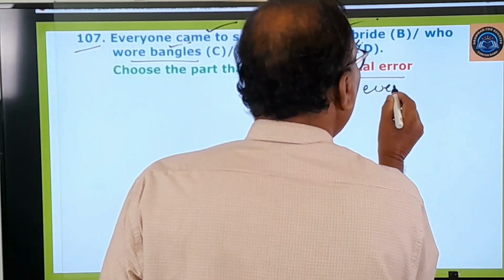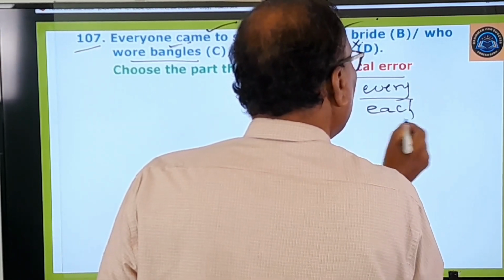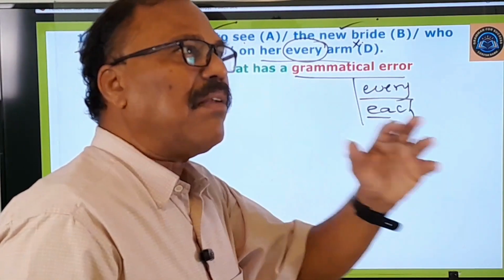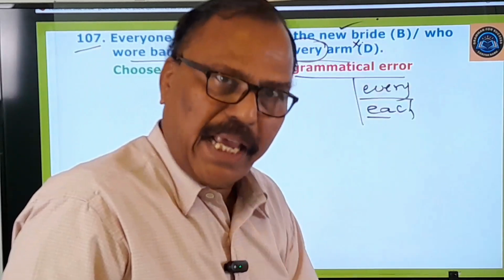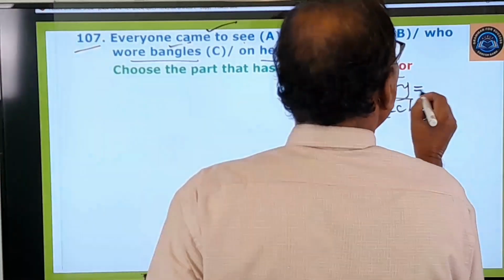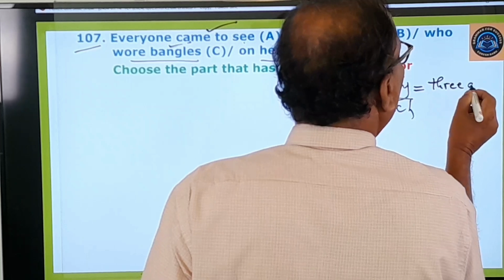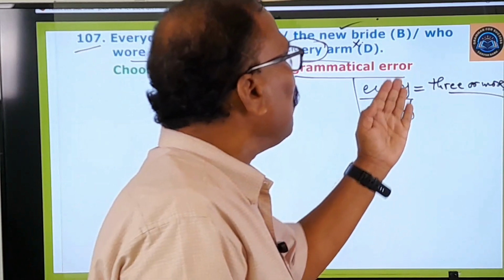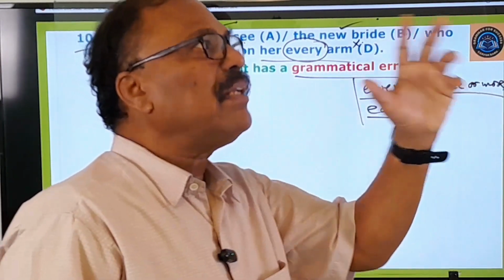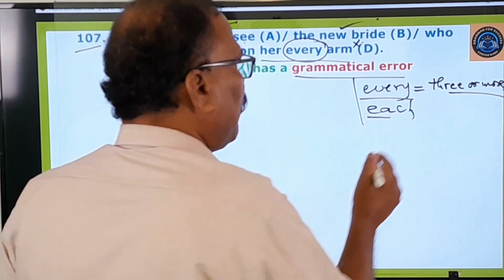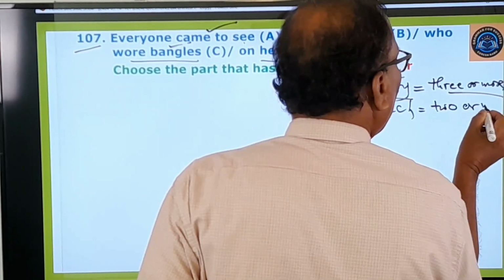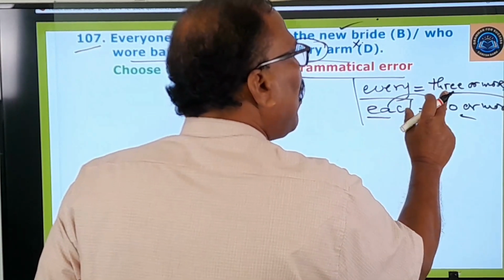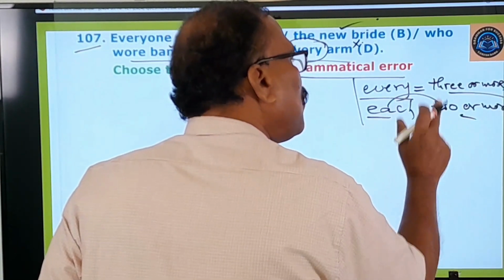Why? Because of this word every. Now I'm going to explain the difference between every and each. Each and every convey almost the same meaning, no problem. But every is used with 3 or more things. It is used to refer to things that are 3 or more than 3. If there are 2 or more, each must be used. In other words, every refers to 3 or more things or persons. Each refers to 2 or more persons.